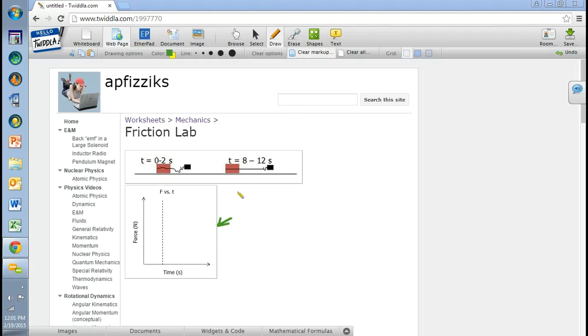It was straight. Straight meaning kind of horizontal, right? So it was a nice constant relationship. That was where we have the kinetic friction. What did it look like over here for the static friction? What kind of relationship was that? You can either say it or you can chat it in.